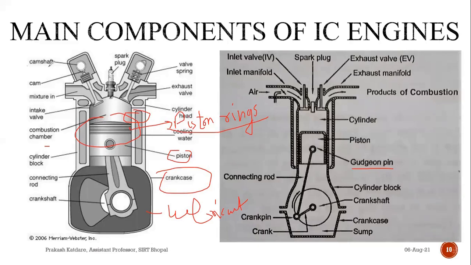Then you have the camshaft and cam. The camshaft and its associated parts control the opening and closing of the valves. Both valves are controlled with the help of the camshaft. This shaft also provides the drive to the ignition system, and it is driven by the crankshaft. Whatever power we are generating inside the engine, that same power is utilized to run the different components.